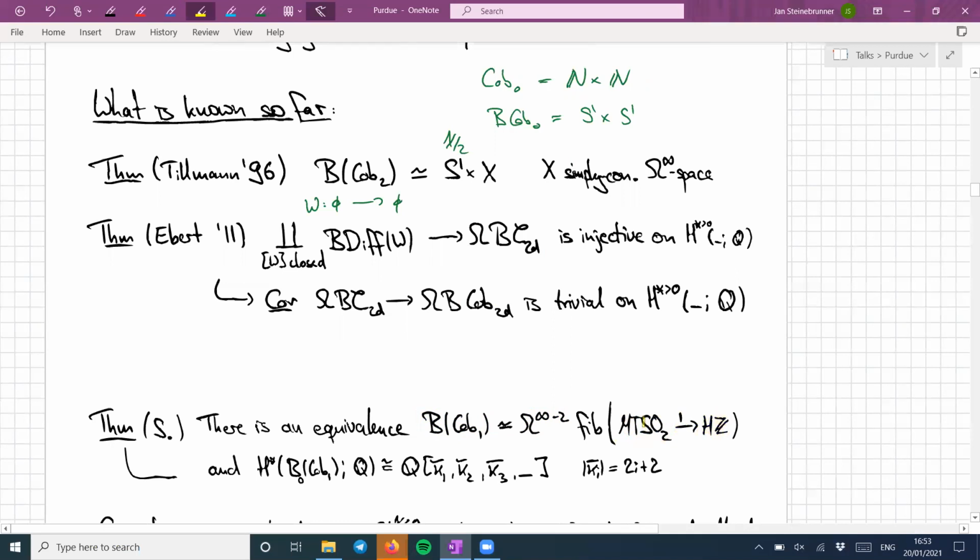Yeah. What do we know about the rational cohomology of the loop of B COP-D or COP2D?